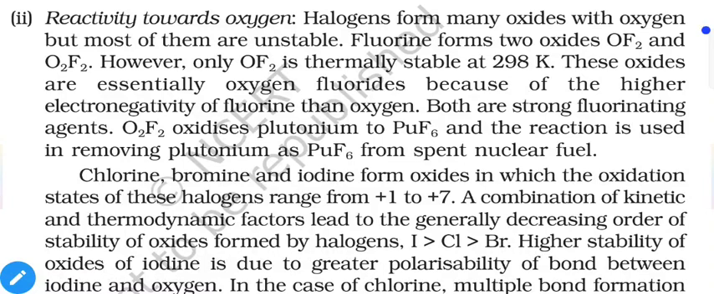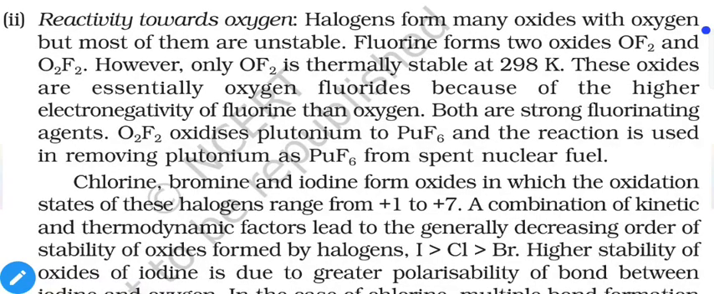Both are strong fluorinating agents. O2F2 oxidizes plutonium to PuF6, and the reaction is used in removing plutonium as PuF6 from the spent nuclear fuel. Chlorine, bromine and iodine form oxides in which oxidation state of these halogens ranges from +1 to +7. Usually highest oxidation states will be observed if we have oxygen.